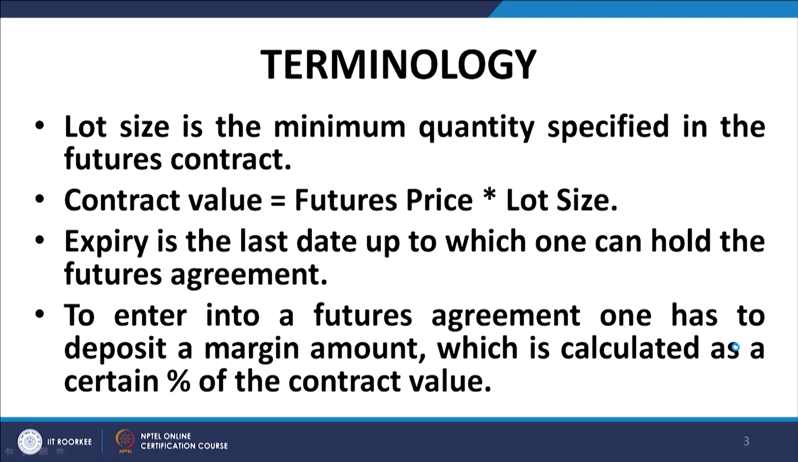Before that, some terminology. As I said, futures contracts have to be standardized. Therefore, the number of units of the underlying that constitute one contract or that are covered by one futures contract is also standardized. It is called the lot size. Of course, it varies from underlying to underlying. You may have different lot sizes in the context of different index futures, in the context of US dollars, in the context of GB pound, in the context of various securities, various shares on which futures are available. That notwithstanding, the lot size for a particular type of contract is standardized.